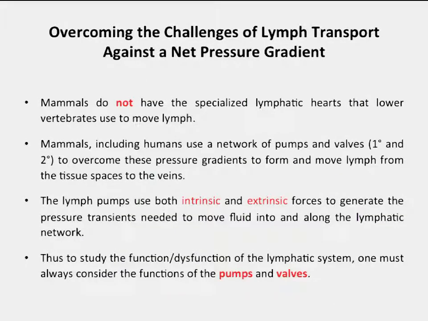Now, mammals don't have specialized lymphatic hearts like lower vertebrates, such as frogs, amphibians, reptiles, and some fish, to move lymph. Instead, we use networks of pumps and valves to overcome these pressure gradients, and the lymph pumps are either intrinsic, meaning that the pumping mechanism resides in the lymphatic vessel itself, or extrinsic, such as skeletal muscle contraction. Every time you exercise, lymph flow, for instance in my bicep, is going to go up dramatically, 10, 20, 50-fold, because you compress and decompress these very flaccid, highly compliant lymphatic vessels that are tightly enmeshed in the surrounding tissues.